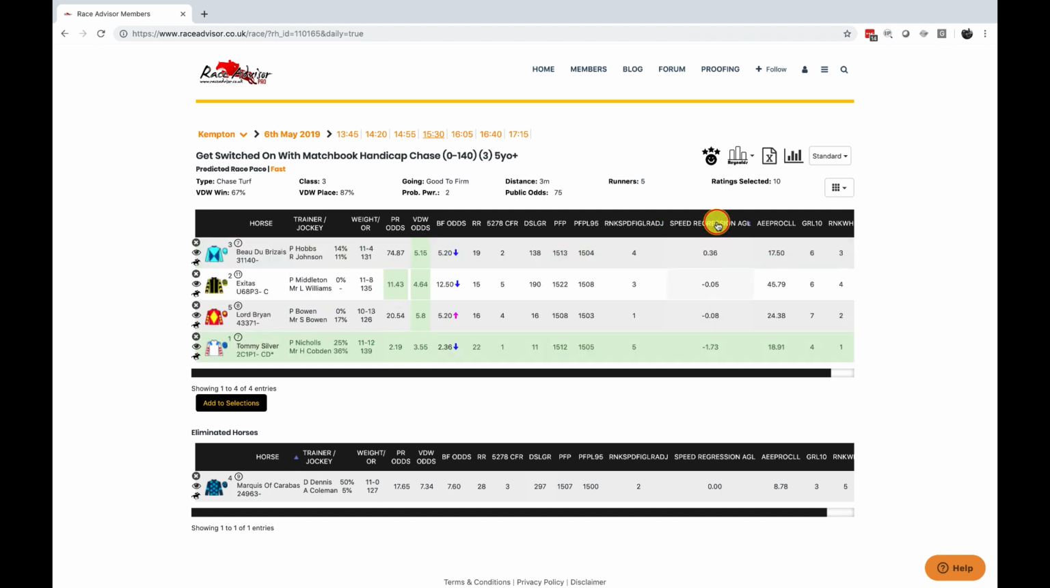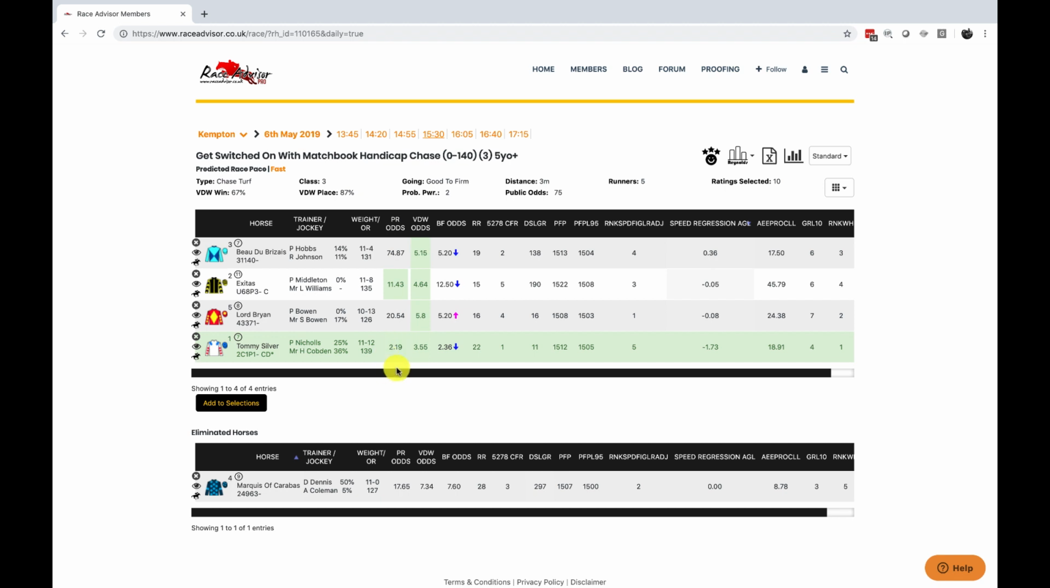Speed regression angle. A positive figure indicates a horse improving. A negative figure indicates a horse declining from a speed figure perspective. Again, this race being over 3 miles, speed isn't going to be the primary factor. Form, such as the 5278, days since last good race, and the PFP numbers are going to be more important than speed in this race. However, it would indicate that this horse has been declining in speed. And we'll come back in a minute to have a look at this in a bit more detail.